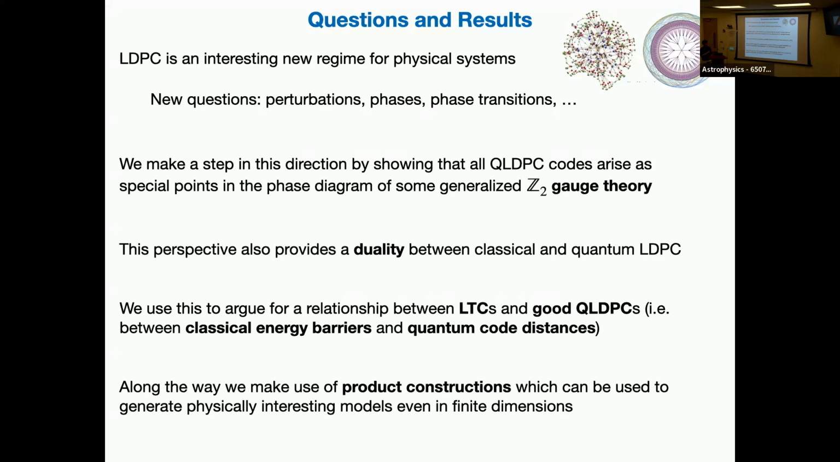And as I mentioned before, the actual constructions of these things use particular mathematical tools, which are known as product constructions, which is a way of taking simpler models and combining them into more complicated models in a systematic way. And these go into these arguments, but they're also an interesting set of ideas for producing new models out of existing ones that can produce interesting physical models even in finite dimensions. Okay, so for the rest of the talk, I'll try to explain in a little more detail what I mean by all of this.